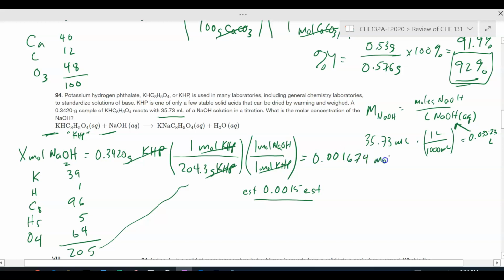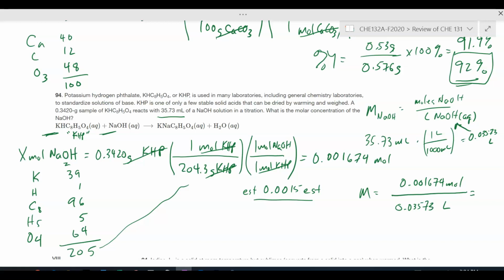0.001674 moles. So pretty close to my estimate. So then my molarity is going to be 0.001674 moles divided by 0.03573 liters. So I've got the mole number in my calculator. I just hit divide 0.03573. Copy that right. Yep.